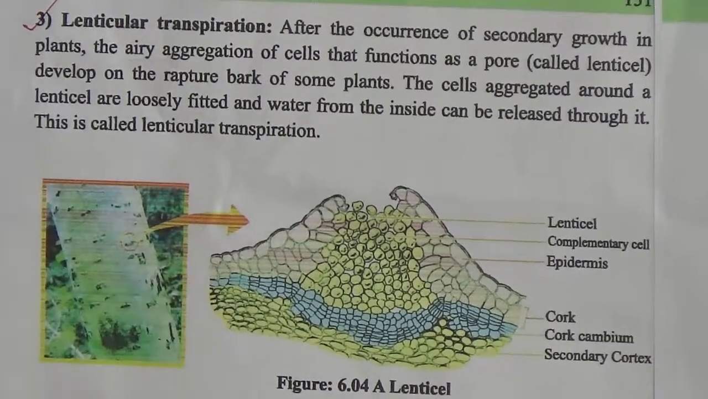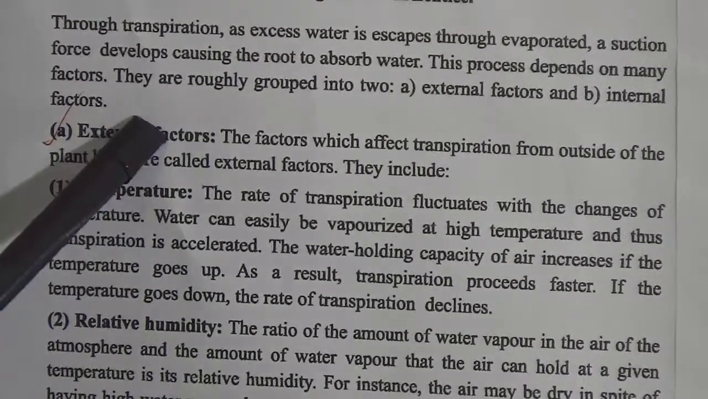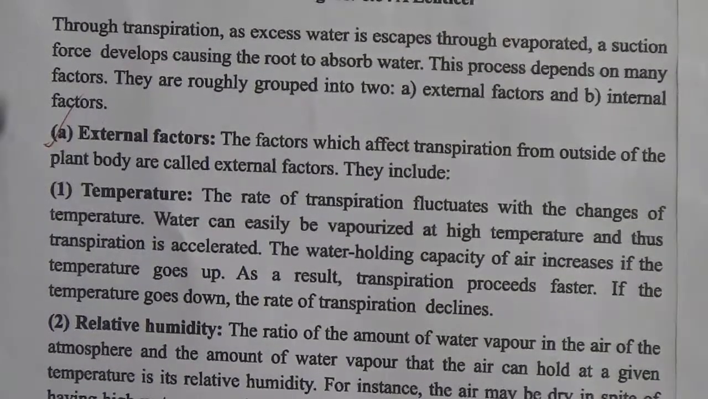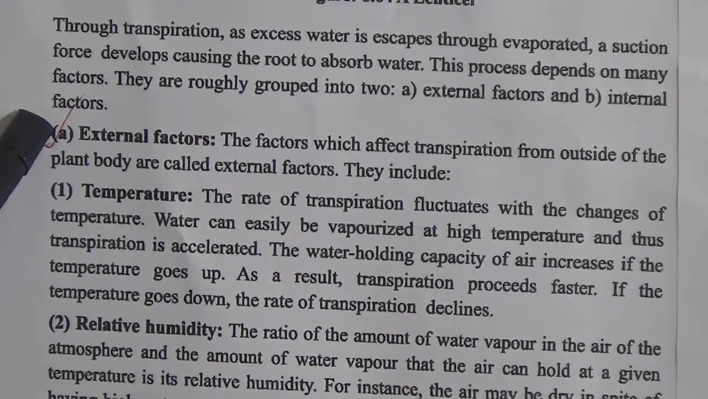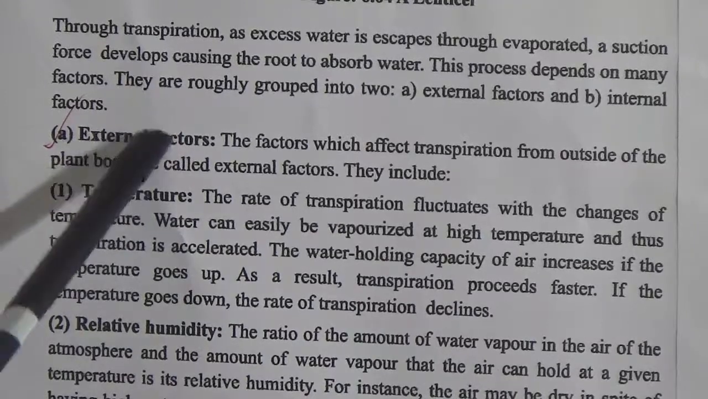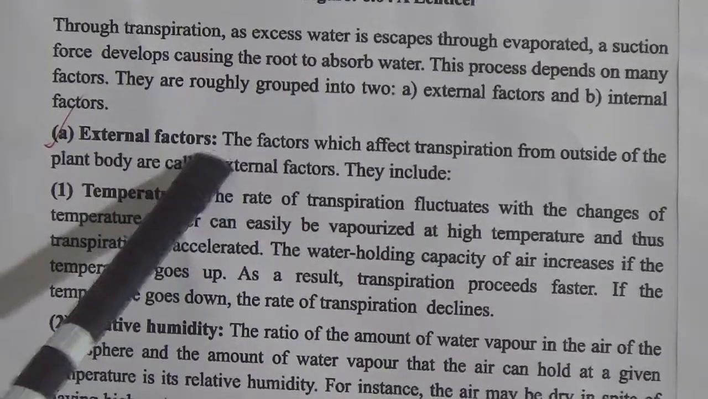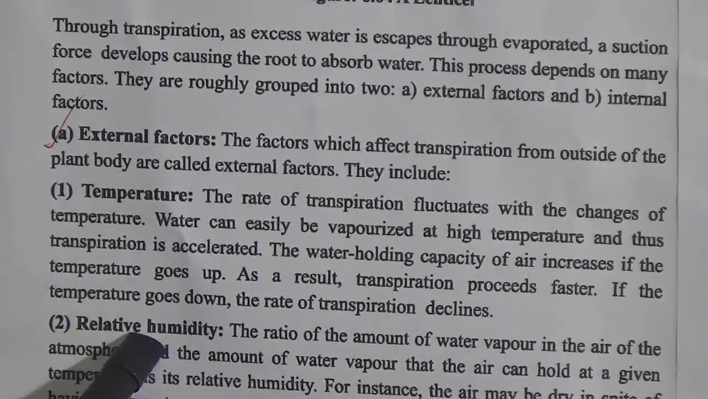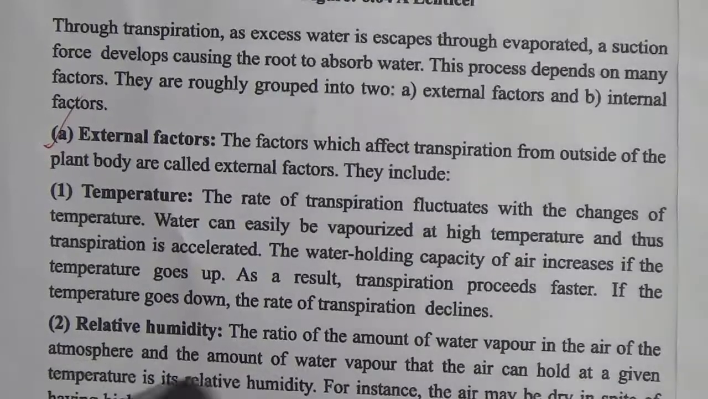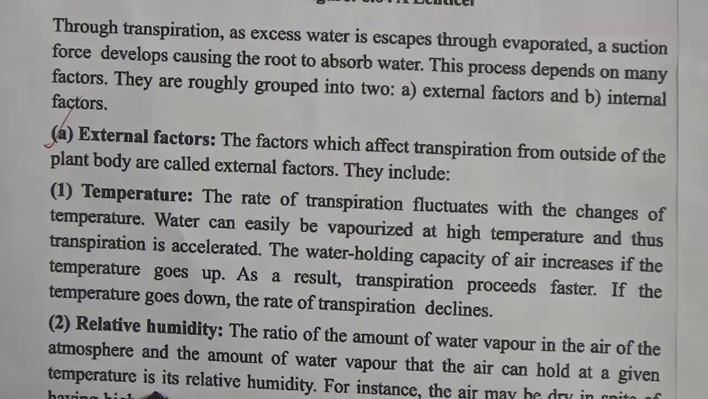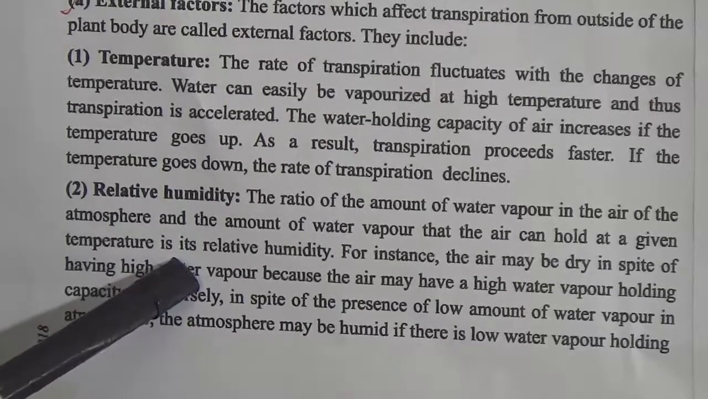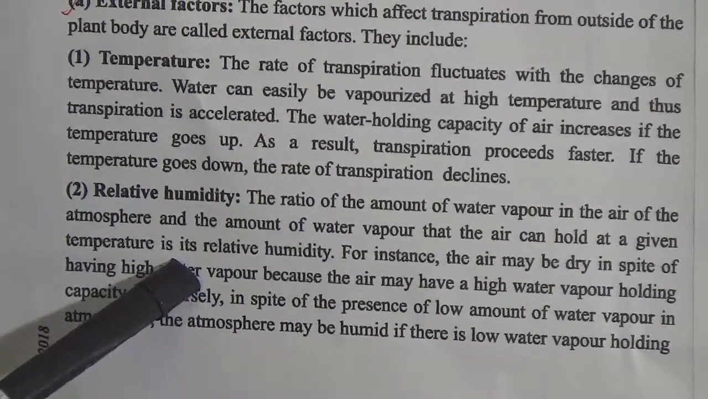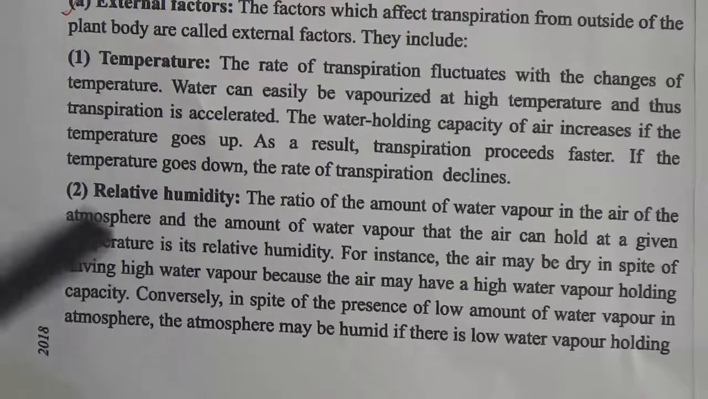Now we are going to the factors of transpiration, and this portion is very important for you. If you observe the test paper questions, most of the time the MCQ knowledge based questions come from this part. Come to the first, external factors. The temperature, relative humidity, light and wind are the external factors, because they stay outside of the plants and they control the rate of transpiration. That's why they are known as the external factors.